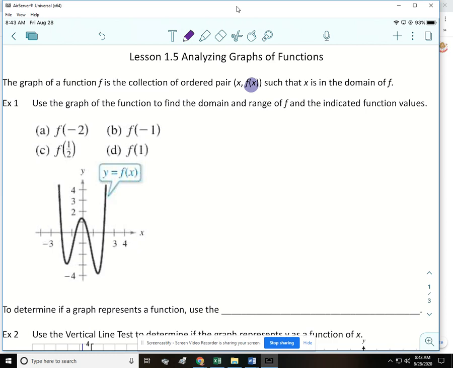All right, so for the first example, we're going to use the graph of the function to find the domain and range of f, and then we're going to find some indicated function values. So let's just start with the domain and range.